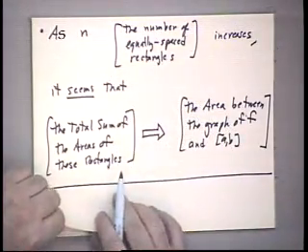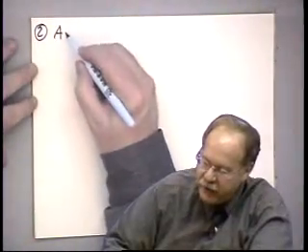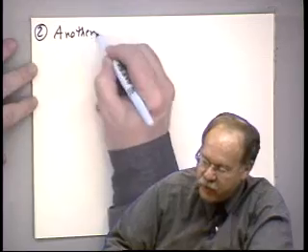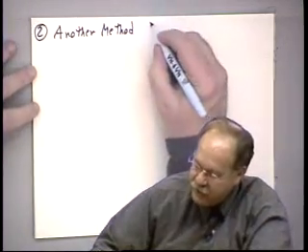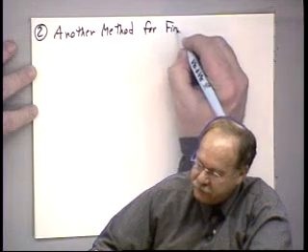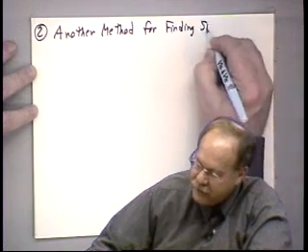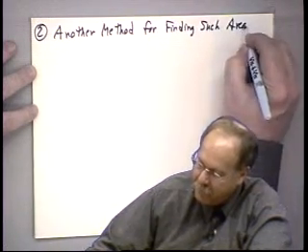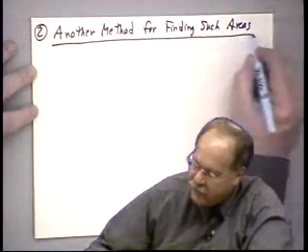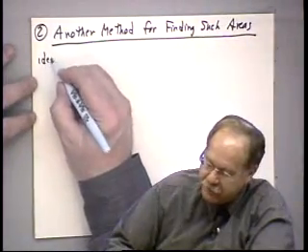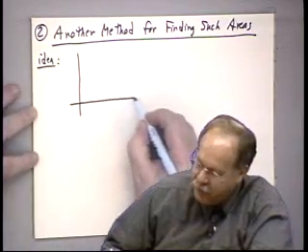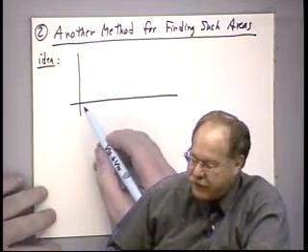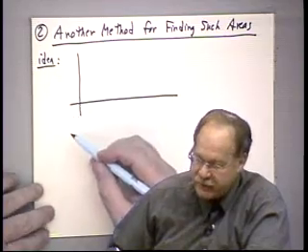Now let me mention a second method. And this is one we can't get to for a little bit, but it's worth introducing just so you know what's coming up. Another method for finding such areas. Here's the idea. And this was something that was worked out by both Isaac Newton and Leibniz, the two co-founders of calculus.